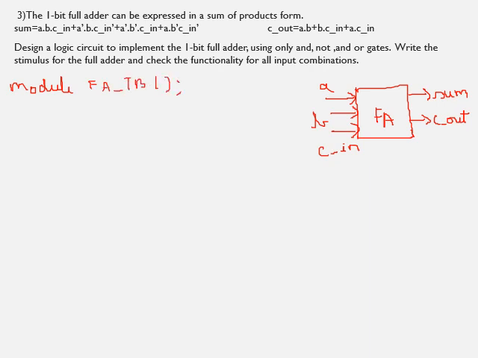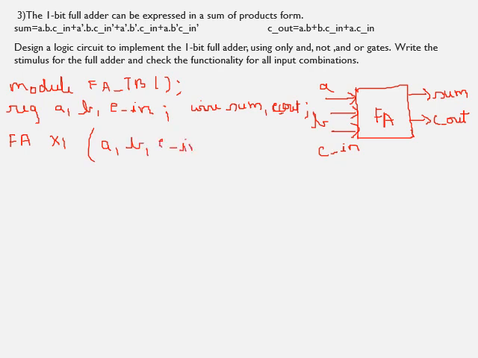There are no ports for this, so the port list is empty. Now I will declare A, B and C in as reg and sum and C underscore out as wire. Next step is to instantiate the full adder. I will instantiate by order, so A, B, C in, sum and C underscore out. Now to apply the stimulus, that is inside the initial block, initial begin.